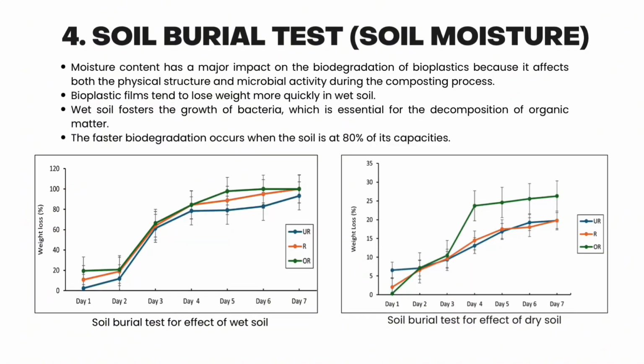Next, the soil burial test reveals some interesting findings. Wet soil significantly accelerated biodegradation by promoting bacterial growth. For instance, bioplastic films degraded much faster in wet soil than in dry soil. The moisture content and microbial activity greatly influence the rate of breakdown. The faster biodegradation occurs when the soil is at 80% of its capacity.